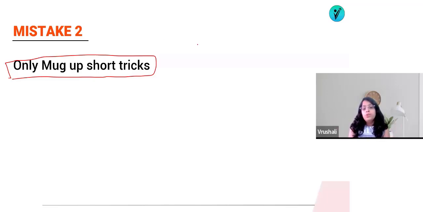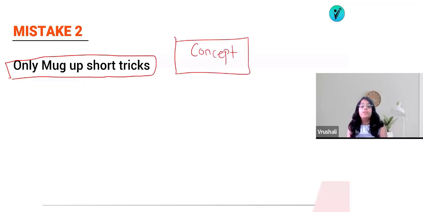It should not work that way. You have to understand the concept of the topic. Whatever the short trick is, first understand the concept, कि ये कहाँ से आया. If that short trick doesn't work in the exam, then what? Of course, without short tricks, you can't give these exams. So short tricks are important, but you do not have to mug up the short tricks.